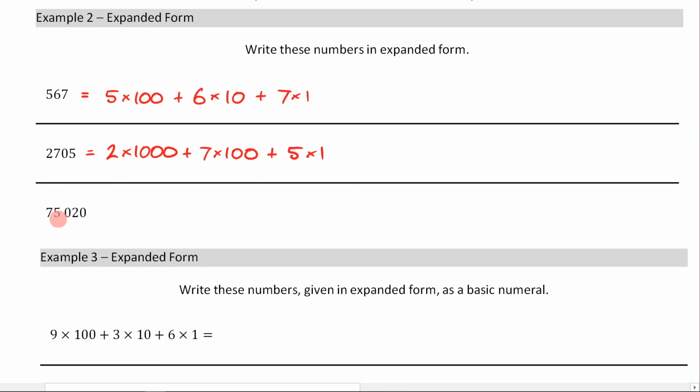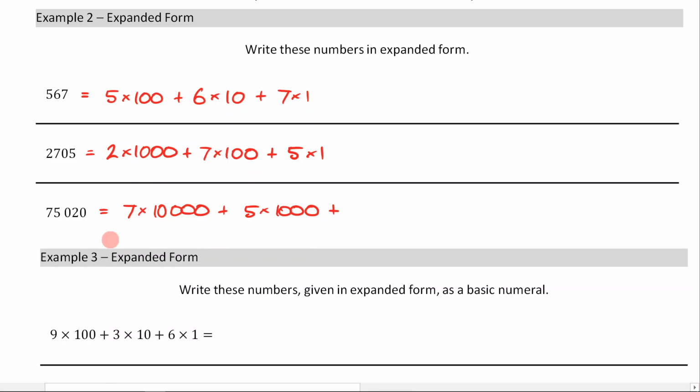And now I have 75,020. Okay, so that means I have 7 in the 10,000 column, so 7 times 10,000, plus my 5 is in my thousands column, so it's going to be 5 times 1,000.